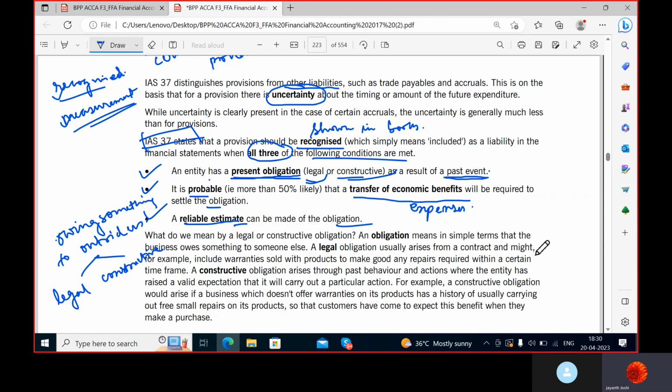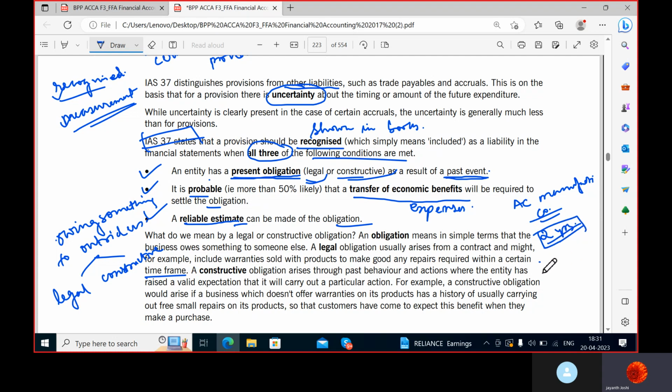So legal obligation arises from a contract and might, for example, include warranty sold with products to make goods, any repair required within a certain time frame. Suppose we'll take an example of a certain product, like there is an AC manufacturing company. Definitely they are selling air conditioners to people, and with that sale, they are giving a guarantee for 2 years that if something happens to our product, we will get it repaired without any cost, within a period of 2 years.